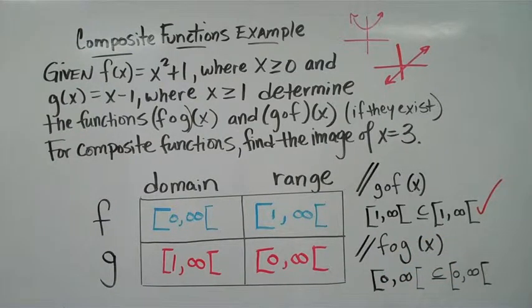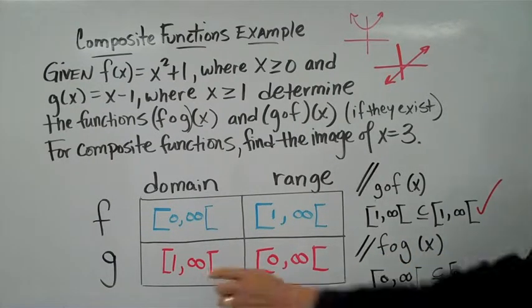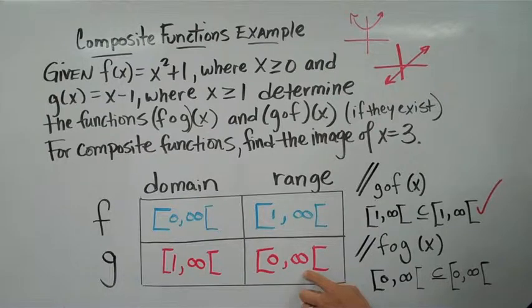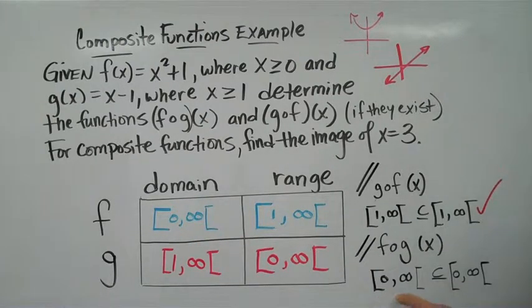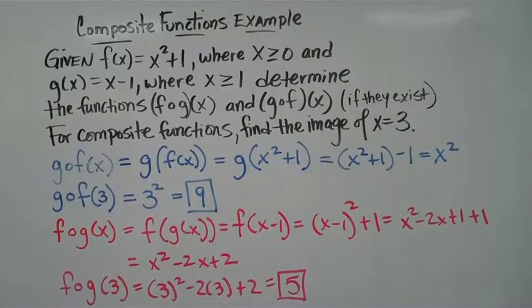How about if I do f of g of x? That means the range of g, because I do g first, I use my output of g, my range, is that a subset of the domain of f? Well, the range of g is 0 to infinity. Is that included or equal to this? Yes, it is. 0 to infinity is included as a subset of 0 to infinity there. So they both exist.